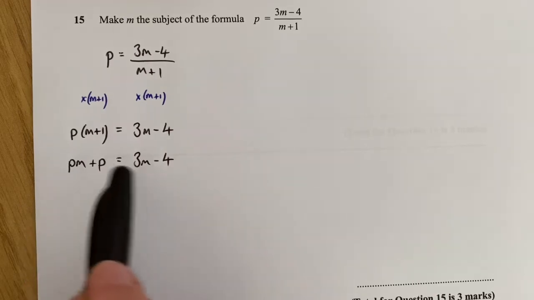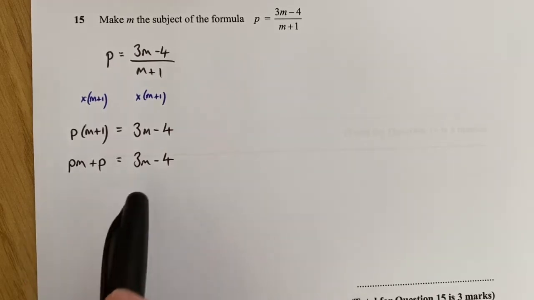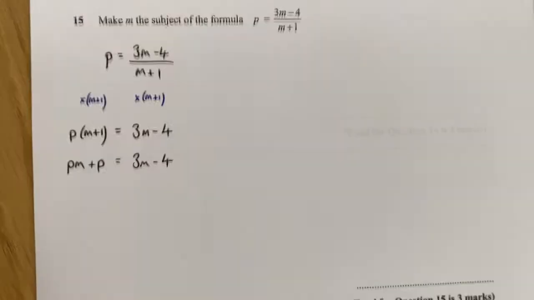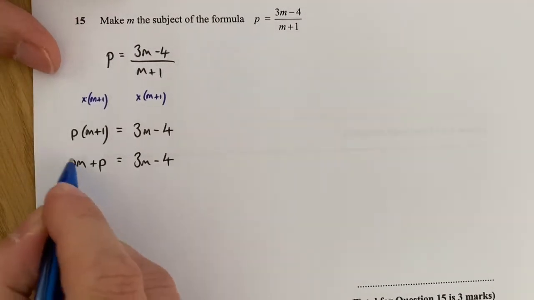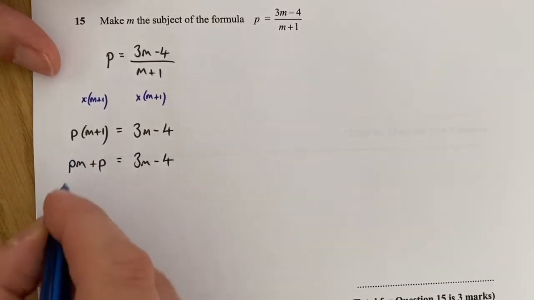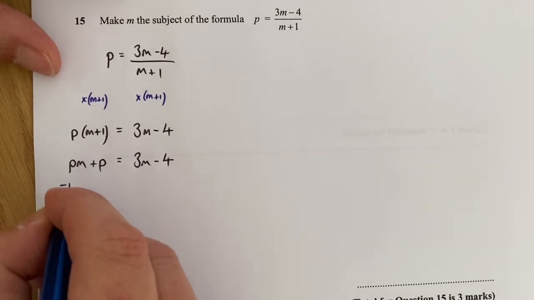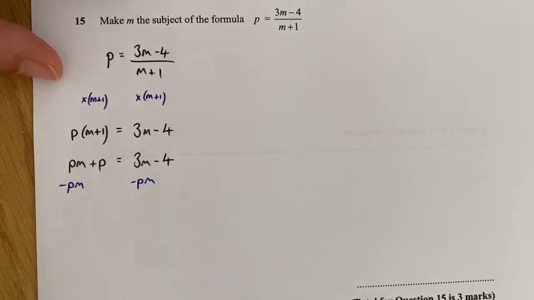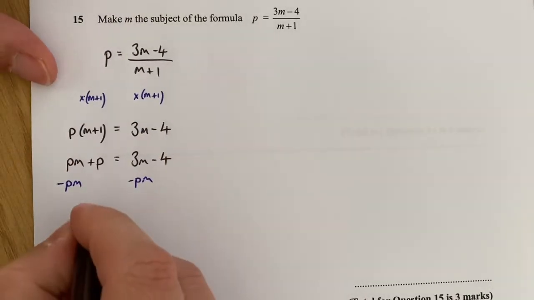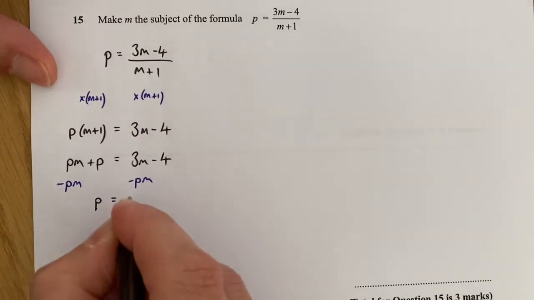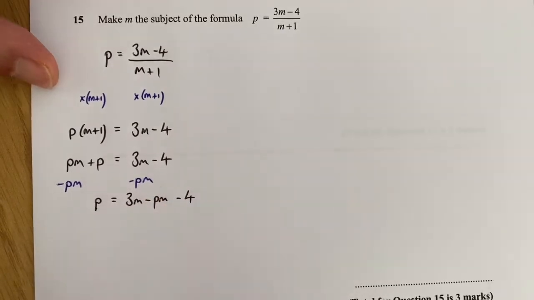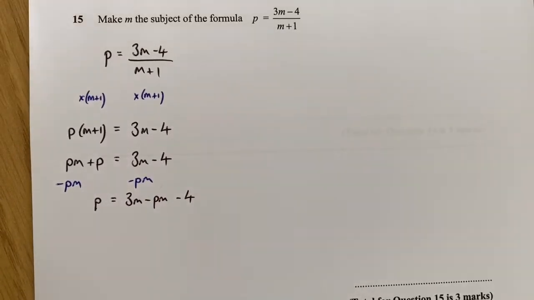So in this one, I'm going to put everything involving M on the right hand side and everything that doesn't have an M in it on the left hand side. So if I want to put PM from this side over there, I'm going to take away PM from both sides, and that's going to leave me with just P on this side, and then I'll have 3M minus PM minus 4 on the right hand side.